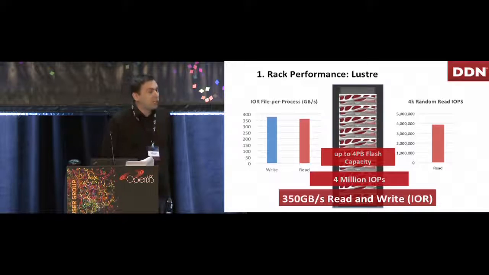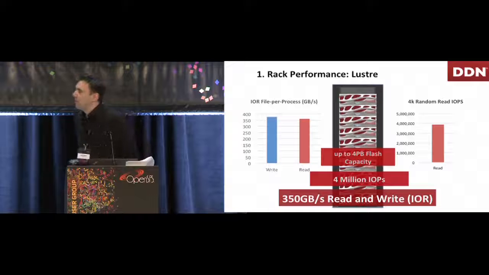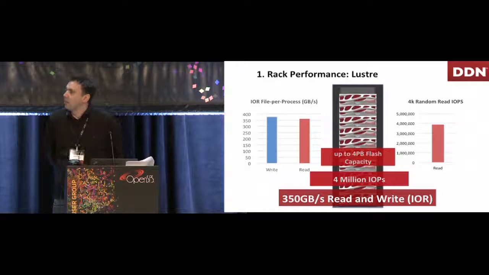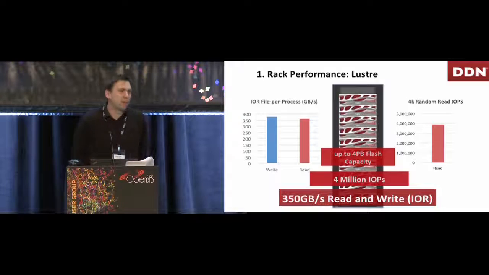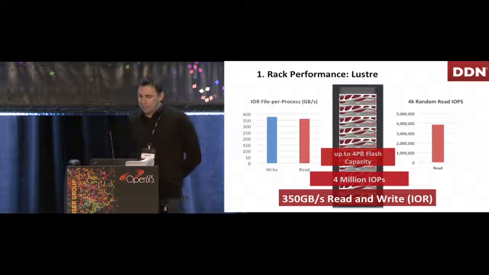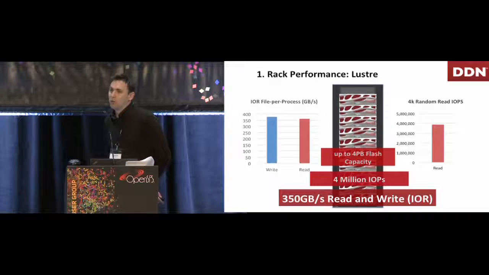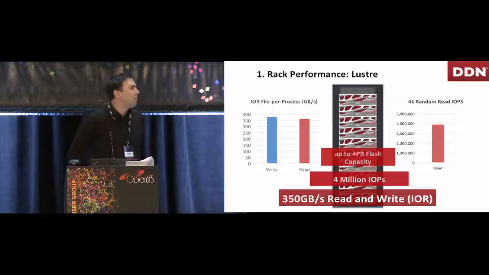And we measure the performance of that using IOR from many, many clients. And we see that from each ES14K, we achieve something over 35 gigabytes a second for this embedded system, which means for 10, we're getting 350 gigabytes a second for both reads and for writes. And in a single rack, we also get just under 4 million IOPS for 4K random reads. So step 1, a single rack of ES14Ks, we can achieve over 350 gigabytes per second.